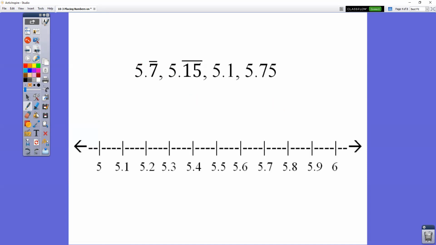Take a look at the next one. Sometimes you're going to have repeating decimals. Be very careful. 5.7 repeating is not 5.7, because 5.7 repeating is 5.77 because that 7 keeps on going on and on. So my strategy of making it look like money, it's going to appear as $5.77. 5.15 repeating is just going to be 5.15. 5.1 is really 5.10, $5.10. And then we have 5.75.